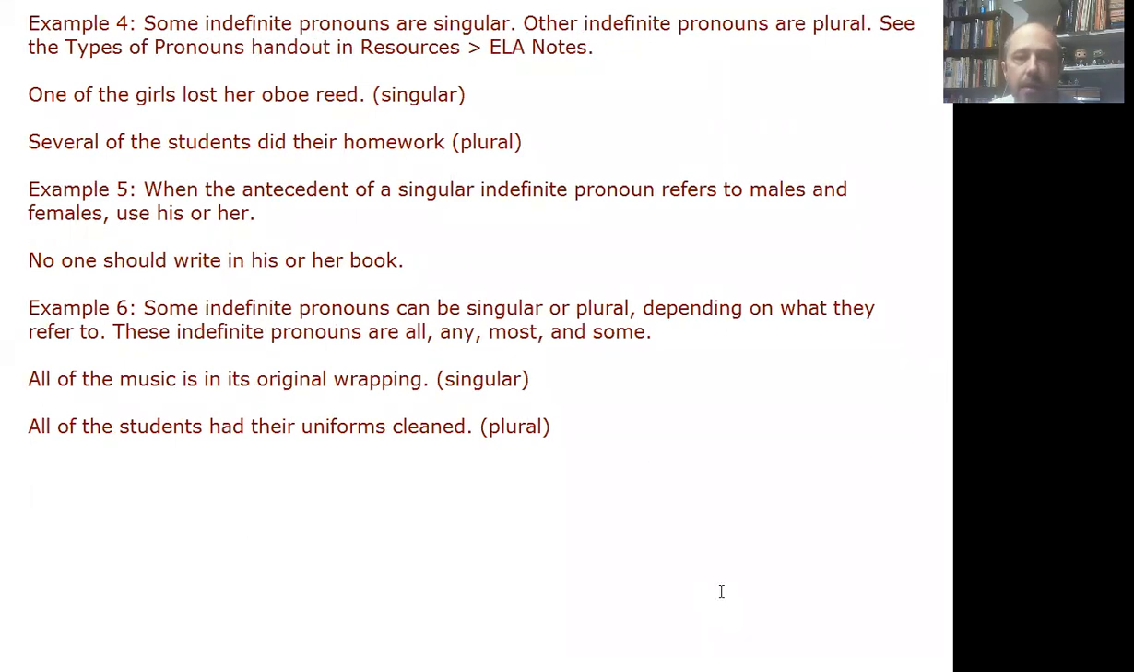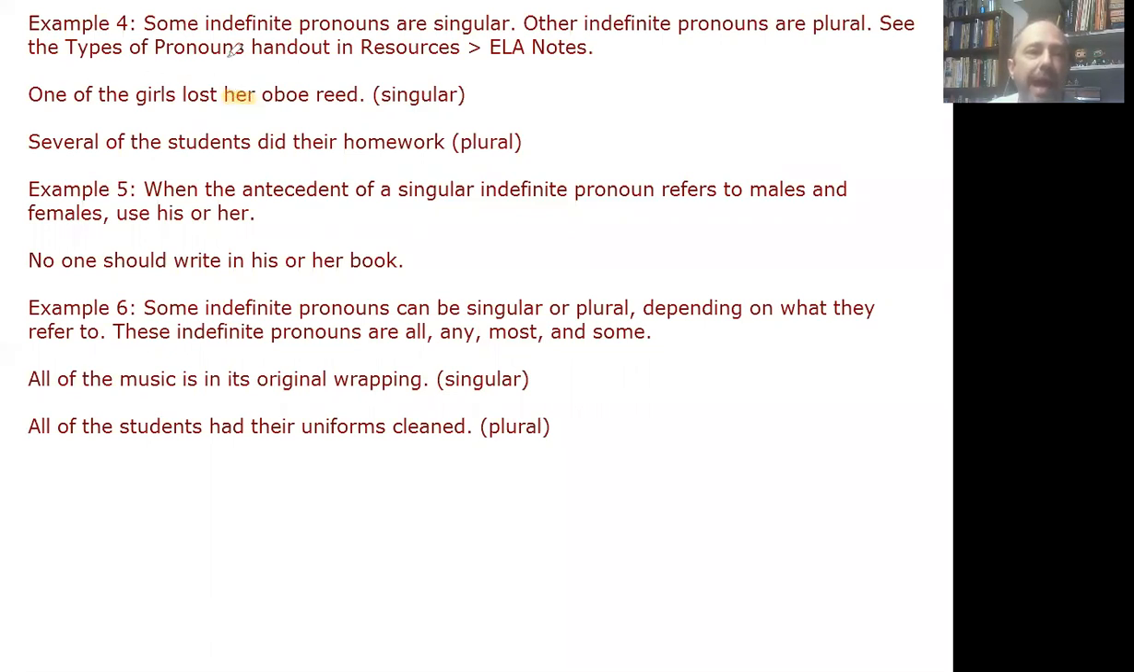Outstanding. Okay, so for example 4, some indefinite pronouns are singular, others are plural, and we have to use appropriate pronouns, singular or plural. If you're not clear on which indefinite pronouns are singular, which ones are plural, refer to the types of pronouns handout in resources ELA notes. So let's look at this first one here. One of the girls lost her oboe reed.